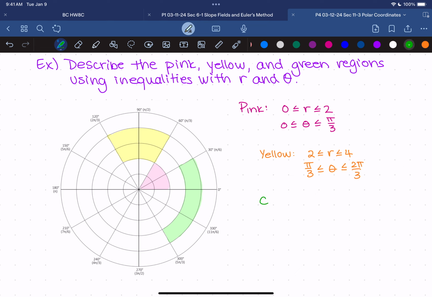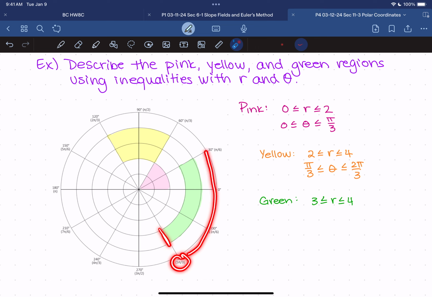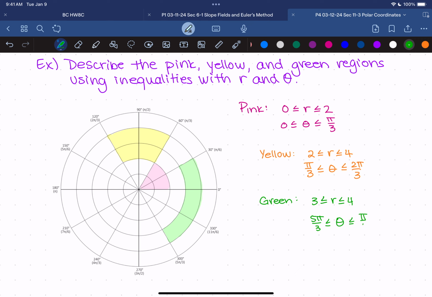All right, and the green. R is going, 0, 1, 2, 3. It's going between 3 and 4 all the way, radius 3 and 4. So, doing it again, 3 is less than r is less than 4. And then theta, be careful here. So we're down here at 5 pi over 3, and then we're ending here at pi over 6. So you may be tempted to say 5 pi over 3 to pi over 6.